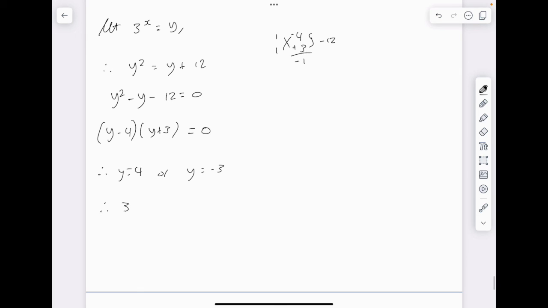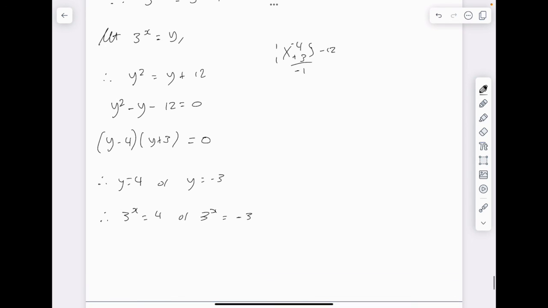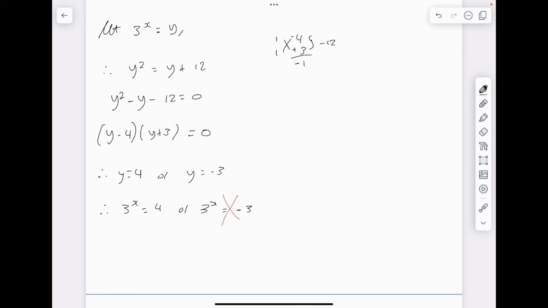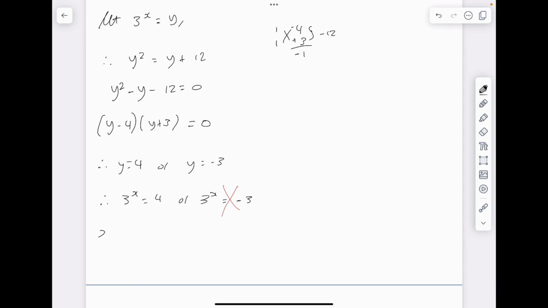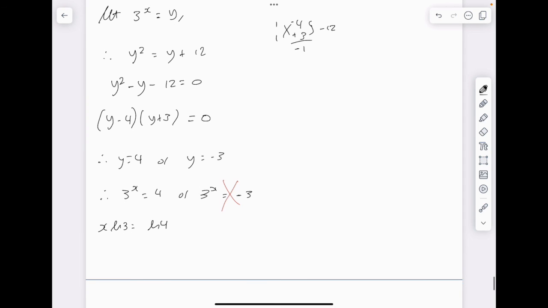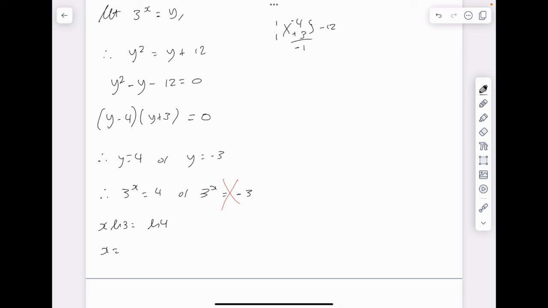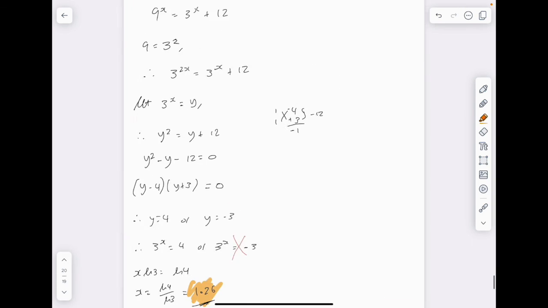Therefore what I can say is 3^x is equal to 4, or 3^x is equal to minus 3. Now, of course, there cannot be a solution here, because that's simply not possible. However, over here, for 3 to the power of x equals 4, there might be a solution. So x ln 3 is equal to ln 4. X is therefore equal to ln 4 over ln 3, which gives me an answer of 1.26. And that's going to be the final answer, guys.